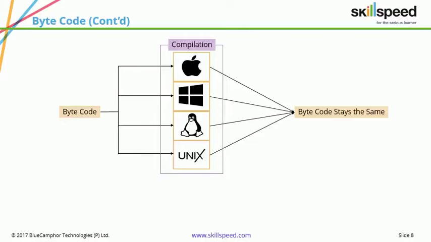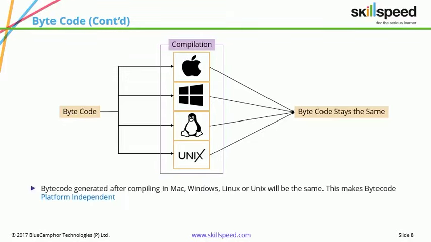So the greatness of the bytecode is that the bytecode generated after compiling on Mac, Windows, Linux or Unix or any other operating system will be the same, which means bytecode is platform independent. So bytecode once compiled on any platform can be executed on any other platform, which means bytecode compiled on one operating system can be executed on any other operating system.